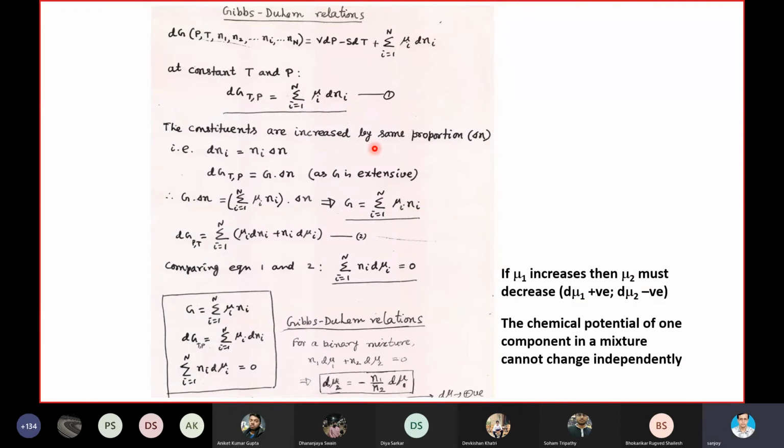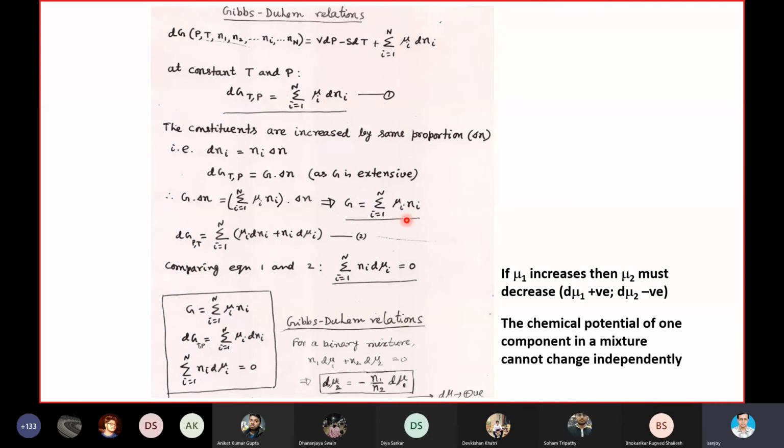But we already know equation 1 tells that the change in Gibbs energy at constant temperature and pressure is given by mu_i dn_i, summed over all the constituents. So here you have an additional term. Therefore this must be 0. If I compare equation 1 and equation 2, then I get this expression: n_i d mu_i, summed over all the components, is equal to 0.